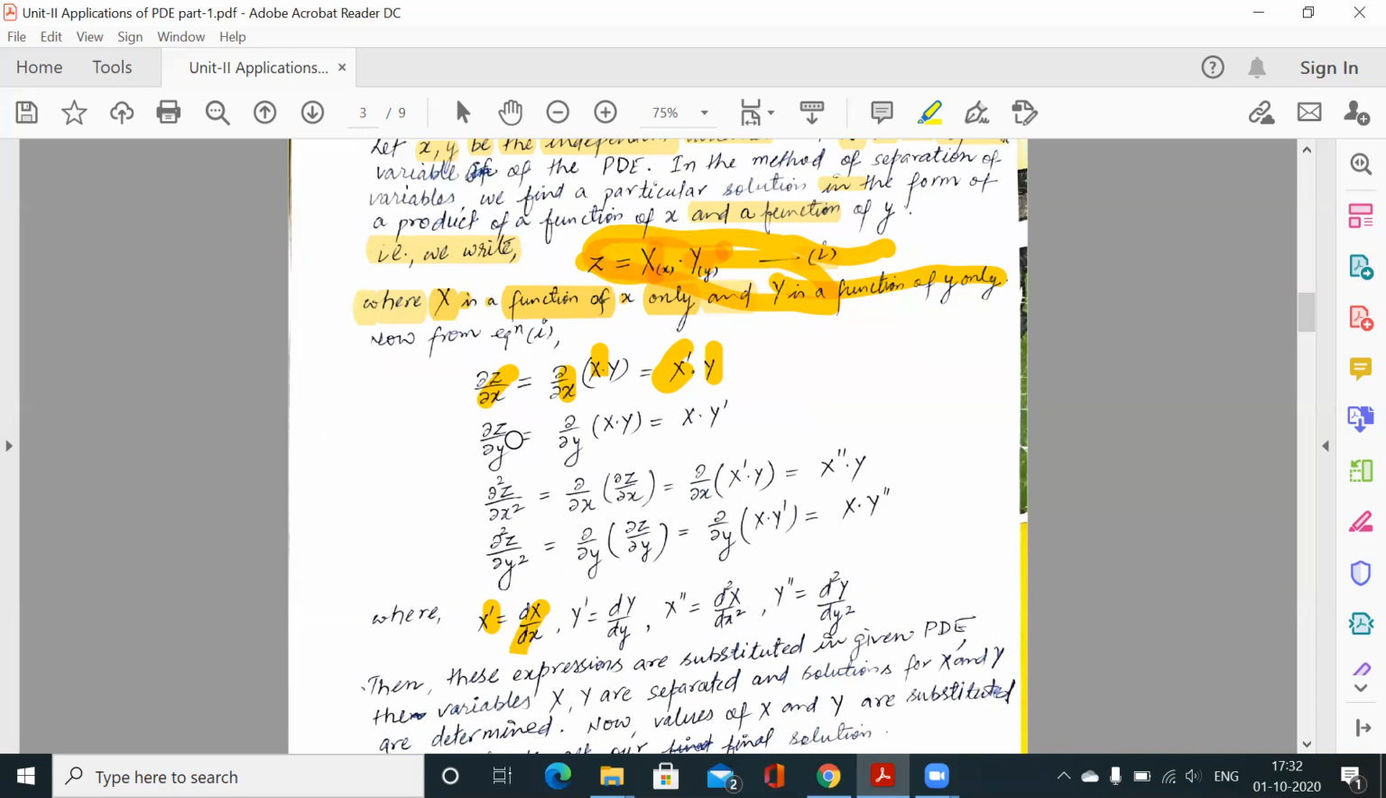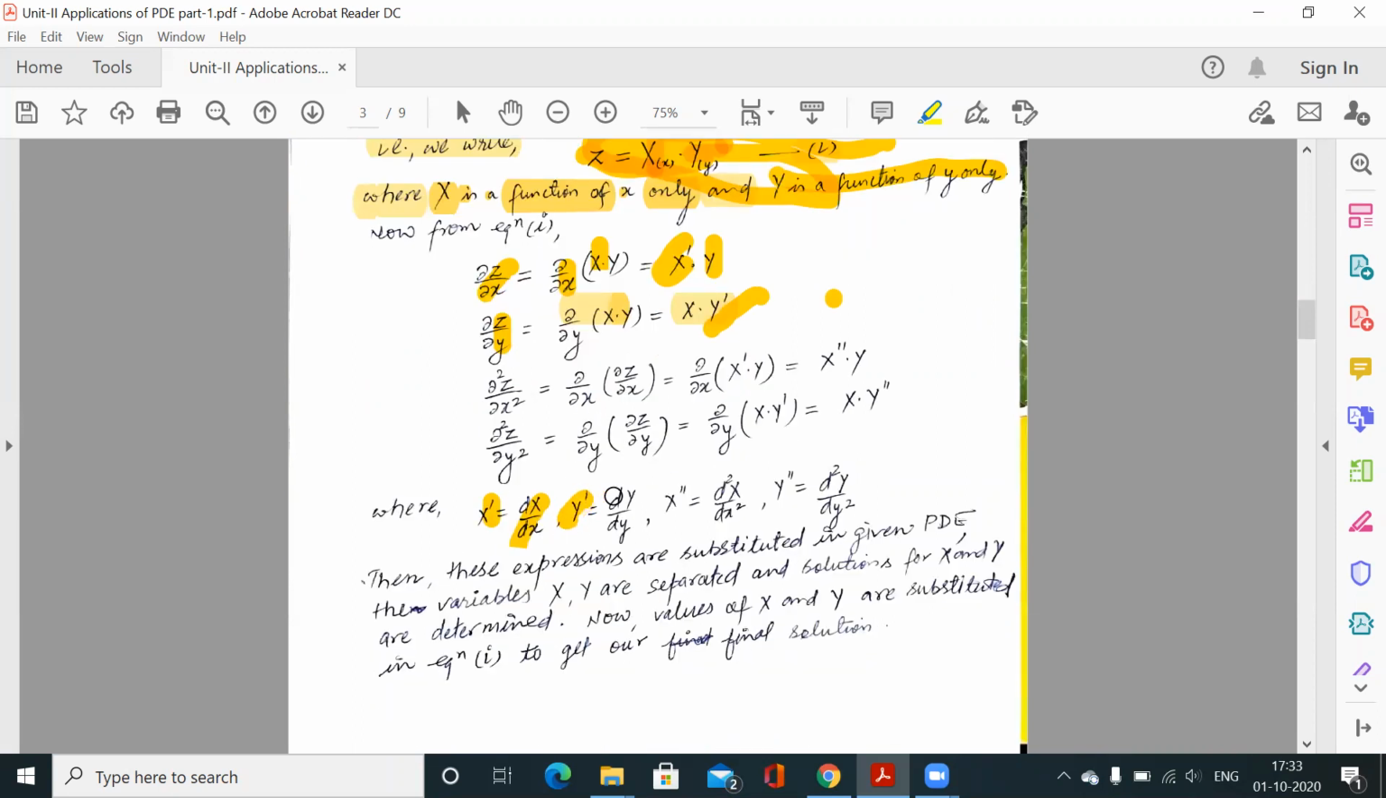Similarly, what is the value of del z over del y? Del over del y of X into Y, meaning z. Z is X into Y, and we have to differentiate it with respect to small y. So capital X will be outside, because it is constant with respect to y, and the differentiation of capital Y with respect to y is Y dash. So this is Y dash. Y dash is dY over small dy.